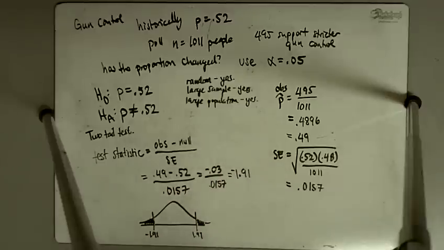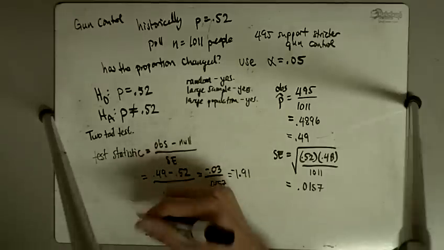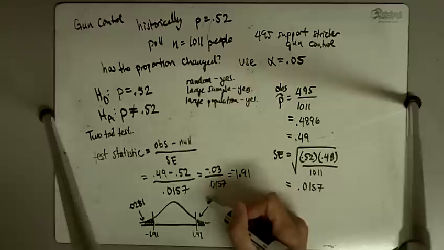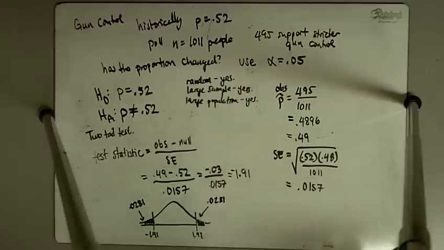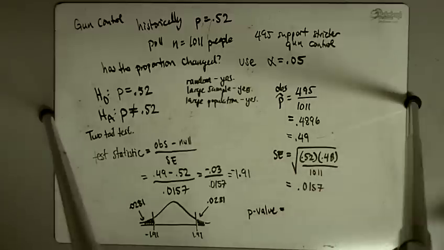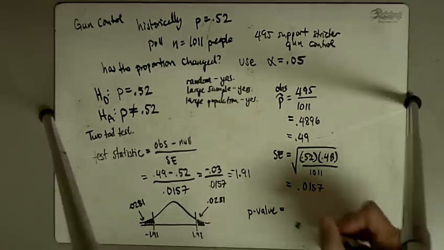So when I look up negative 1.91 in my z table, the area to the left there is 0.0281. And that means the area over here is 0.0281. And so the total area, my p-value, ends up being 0.0562.